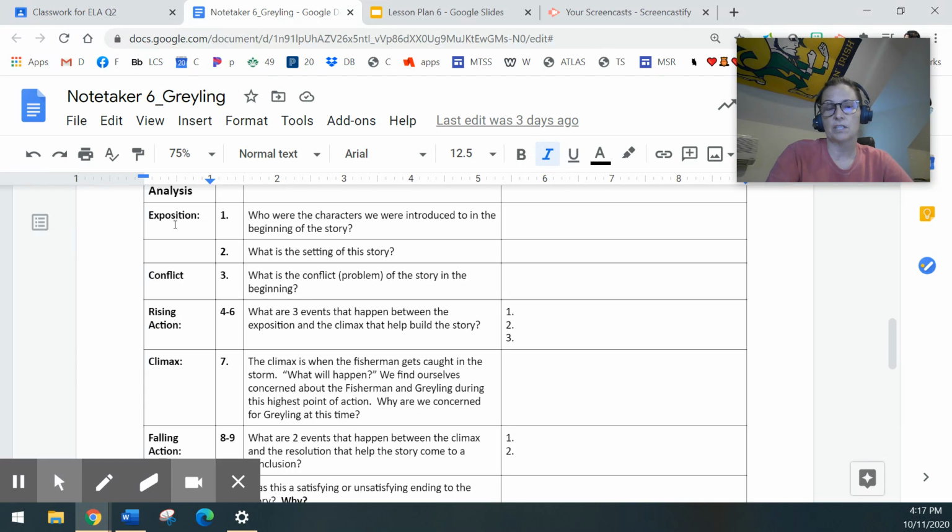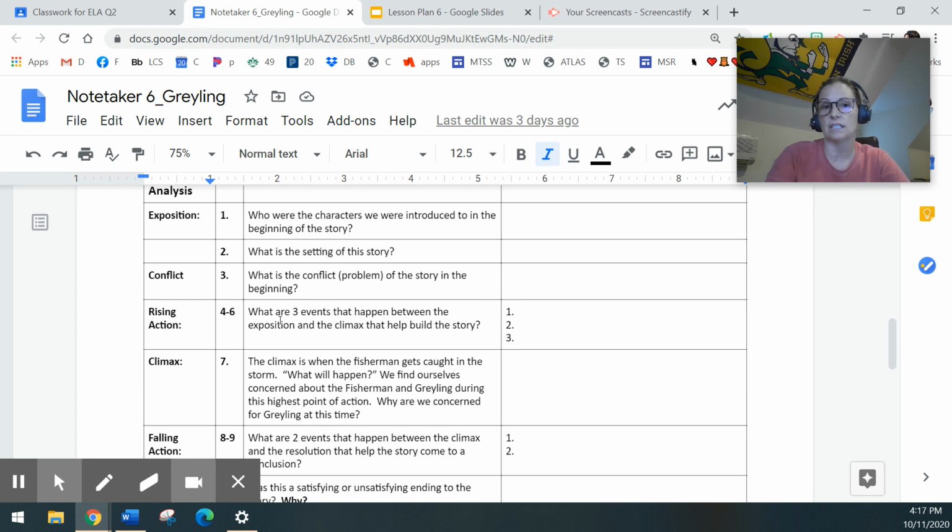So next to exposition, I've given you 2 questions. Who were the characters we were introduced to in the beginning of the story? Who did you meet in the beginning? And you're just going to type right in here their names. The setting, again, type in the setting of the story. And then you're just going to continue here.